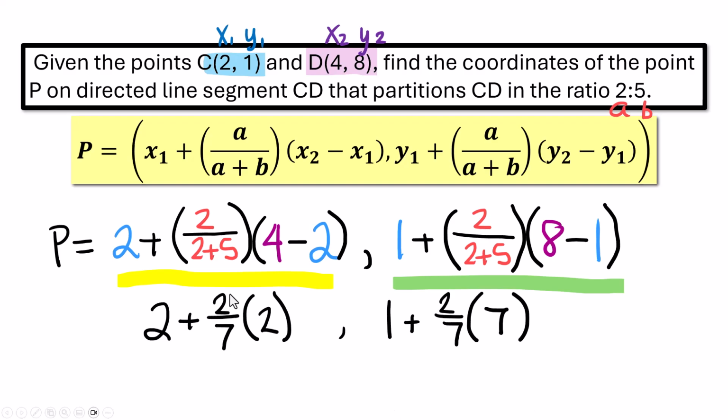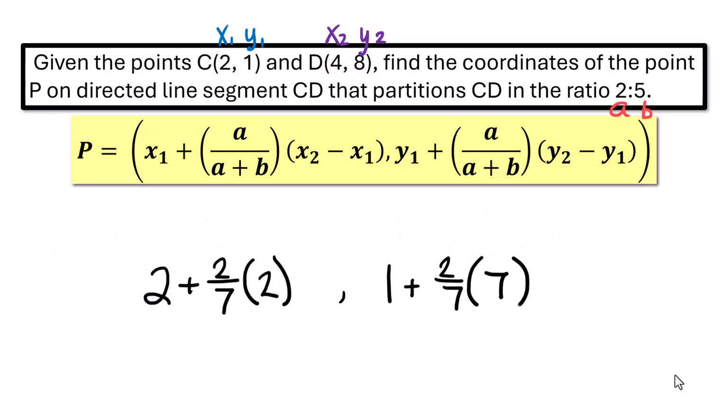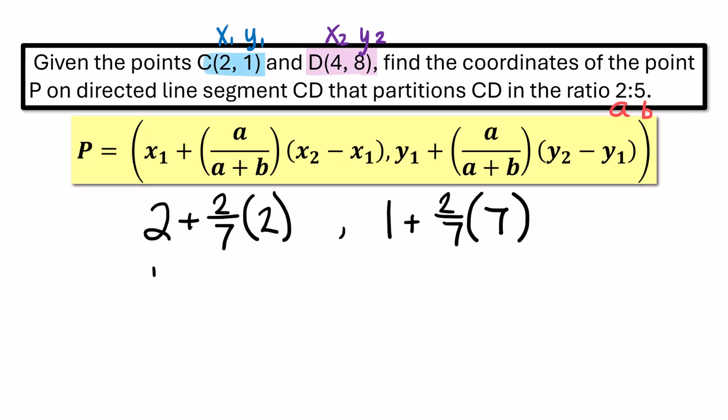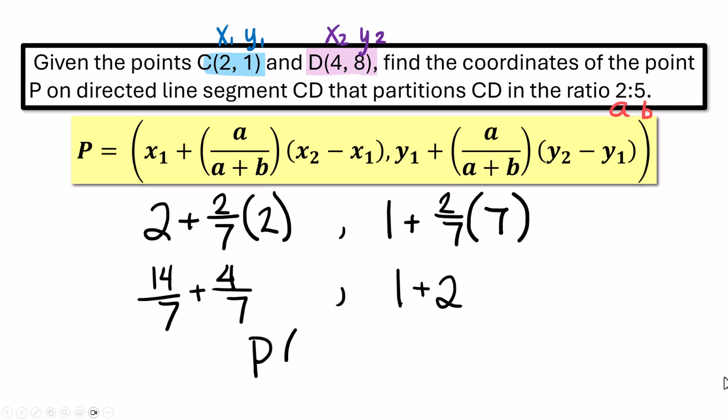And there's your fraction popping up. 2 over 7 times 2 plus this 2. It's going to work out nice over here. You see how 2 7ths is being multiplied times the 7? Those 7s will cancel out. Let's finish this out. 2 has to be 14 over 7 if I'm going to get a common denominator. And this, because the 7s cancel, just turns into a 2. So our answer ends up being (18 over 7, 3).